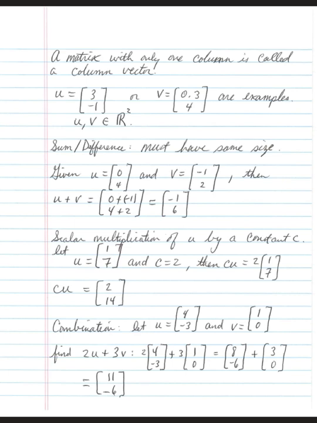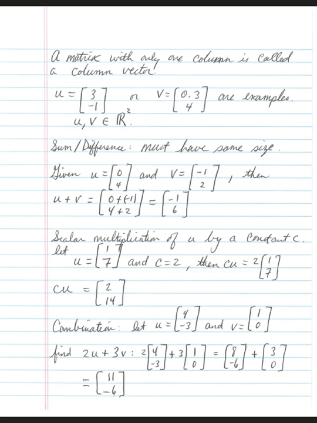A little bit of definitions. A matrix with only one column is called a column vector. Vectors u and v are given here as examples. And here's the notation. u and v belong to R2. Two entries, both real numbers.